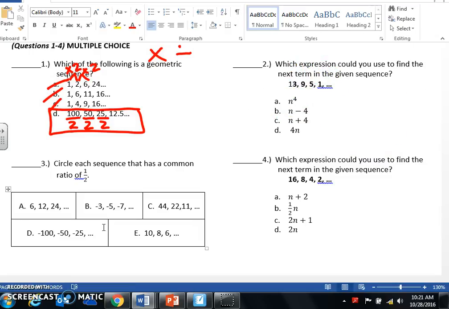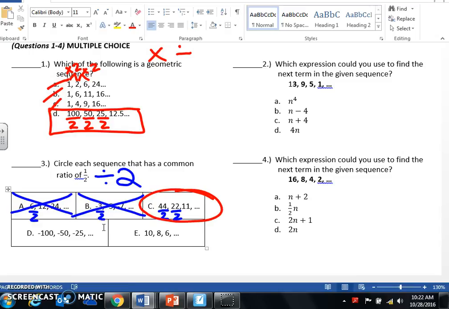All right, for 3, circle each sequence that has a common ratio. So remember, common ratio means multiplying or dividing. So if we have a common ratio of 1/2, that's the same thing as dividing by 2. Okay, because multiplying by 1/2 is the same thing as dividing by 2. So 6 divided by 2 is 3. That does not work. -3 divided by 2 is -1.5. That does not work. 44 divided by 2 is 22. 22 divided by 2 is 11. That looks like a winner.